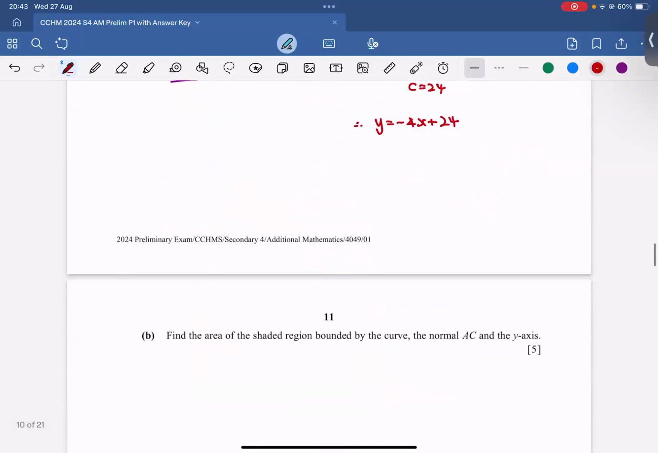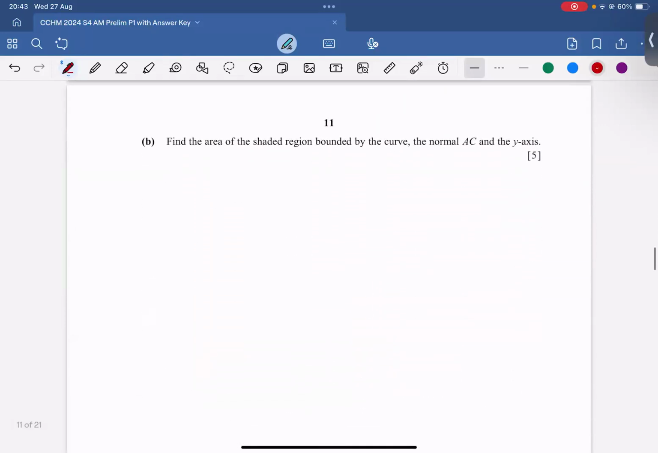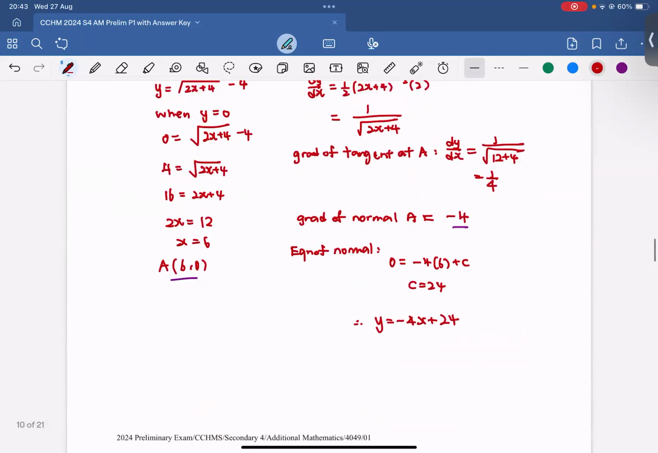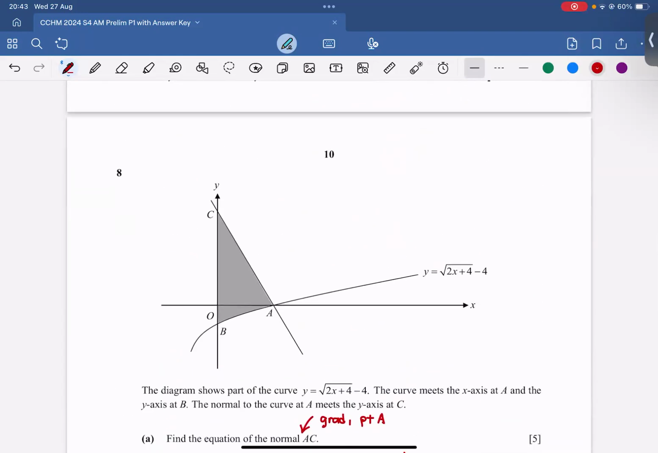Okay, next part. Find the area of the shaded region bounded by the curve, the normal, and the y-axis. So this is the region that we want. From here, you can see it's actually just the triangle plus the curve. As far as possible, try to integrate to the x-axis, do not integrate to the y-axis. But in this question, it is still possible.